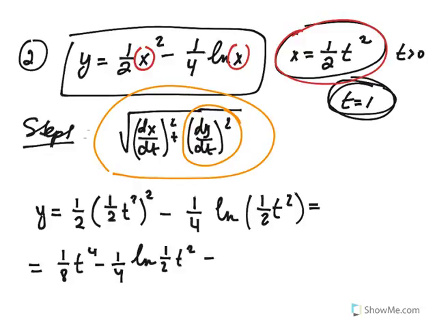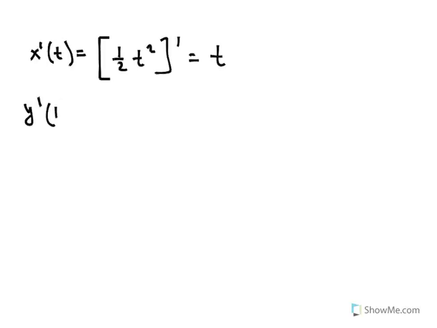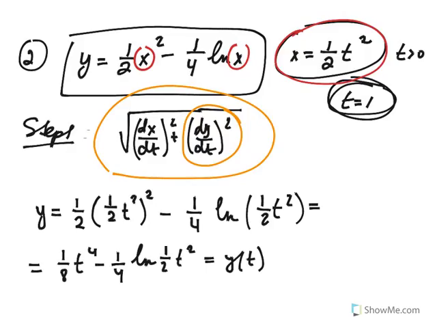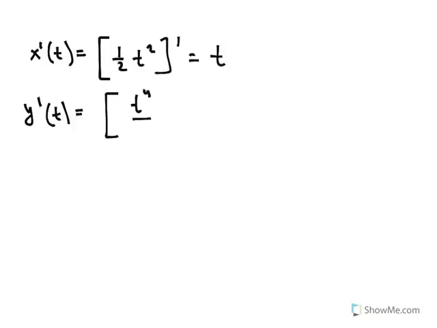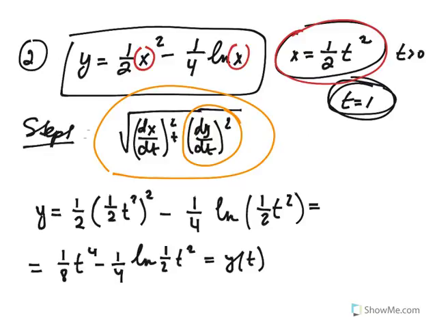Now we have y of t and we have x of t, and we can just find the derivative of each one separately. So derivative of x, and I just want to remind you that x of t was 1/2 t squared. So the derivative would be just t. And derivative of y, the equation we got was 1/8 t to the 4th minus 1/4 ln(1/2 t squared). I hope I'm right. Yes.